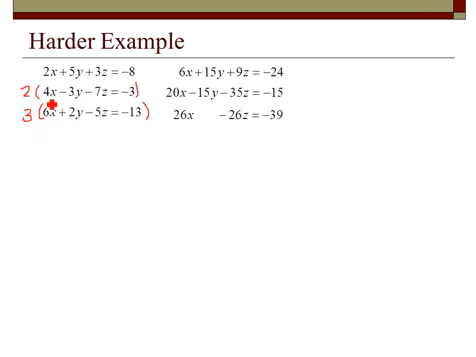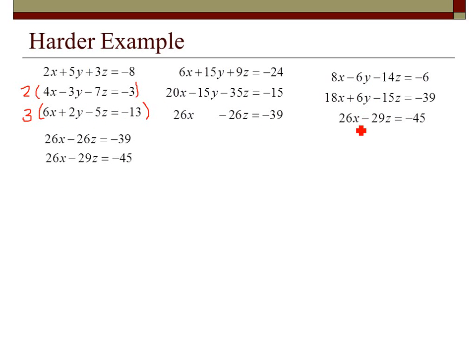This gives me 8x minus 12y minus 14z equals negative 6. And then this one, I get 18x plus 12y minus 15z is equal to negative 39. Again, the goal here was to get those y's to cancel. So when I add them together, I got 26x minus 29z equals negative 45. Now I'm down to this and this as my two unknowns.